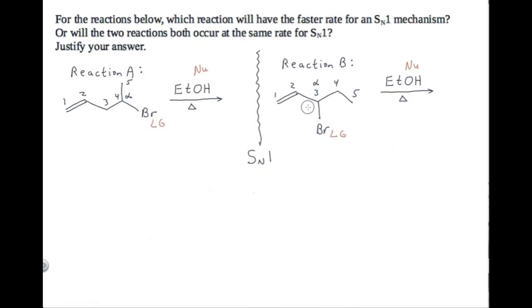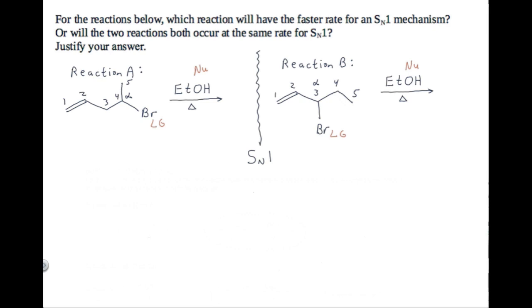Now, to determine which of these is faster, we have to look for some difference between these 2 compounds. It's useless to compare the leaving groups because they have the same leaving groups. It's useless to compare the nucleophiles because they have the same nucleophiles. But they do have different alpha carbons. Here the alpha carbon is carbon 4. Here the alpha carbon is carbon 3. So we should compare those alpha carbons and decide which is better for SN1.